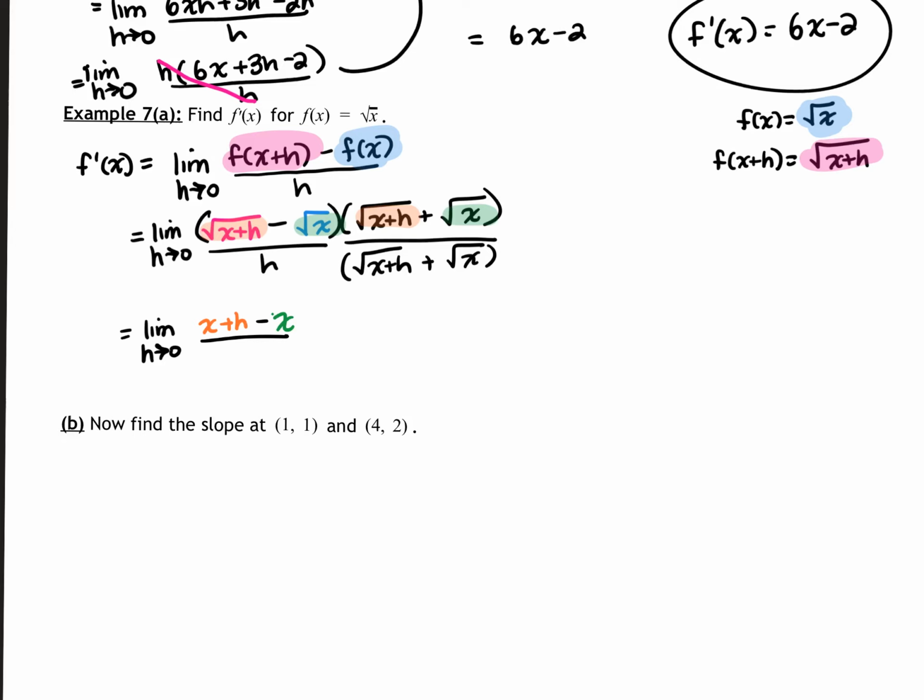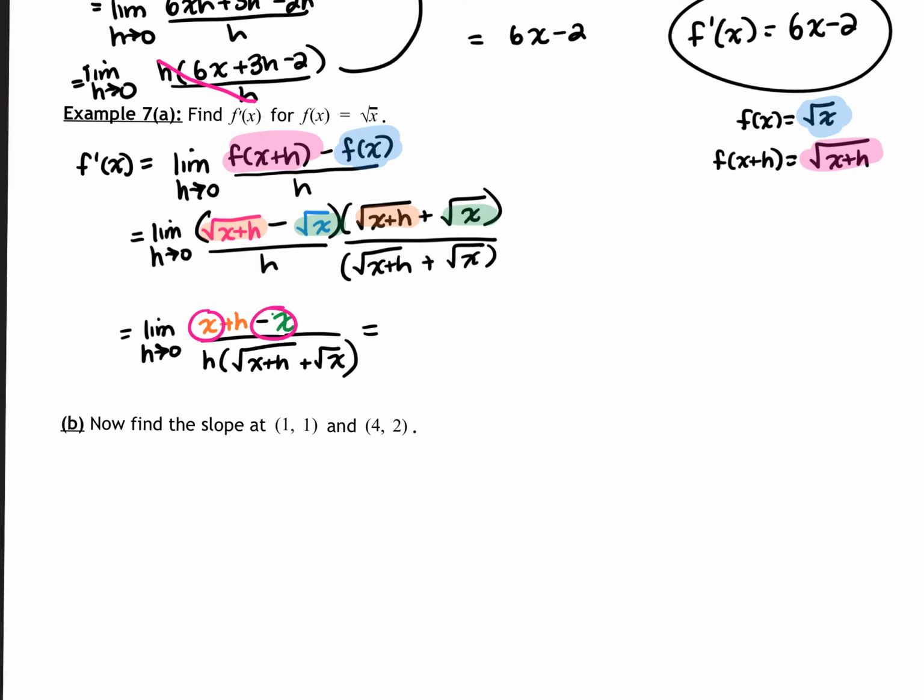Oh, not all over h. I almost did exactly the same thing that you guys would probably have done. It's over h times, don't forget, we multiply by the conjugate, right? So now in the numerator, we see this x minus x is going to be 0.